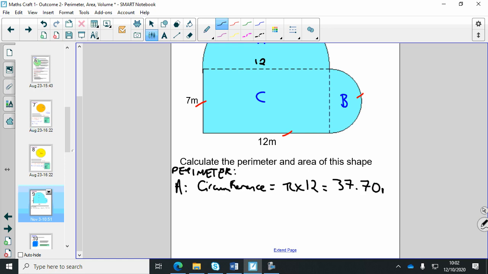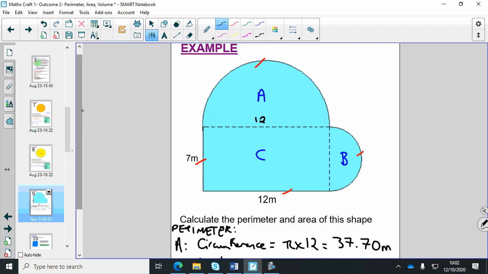We're in meters. Okay, but because it's a half circle, we need to halve that. So A is going to be a half of 37.70, so 18.85 meters. So that is the length of that bit there. Okay, so we've worked out that bit.